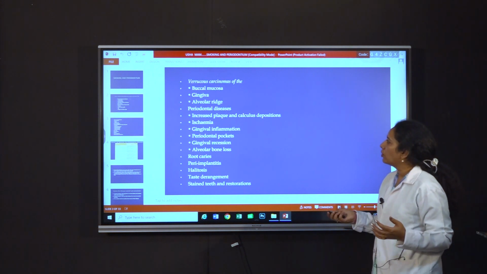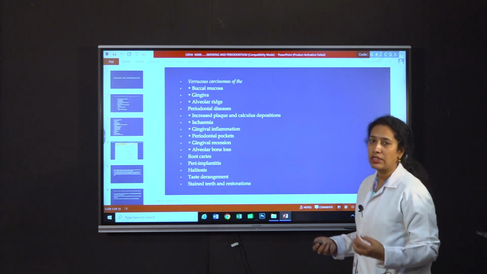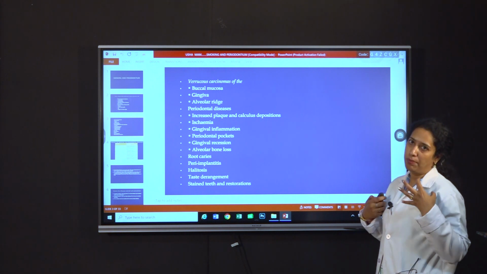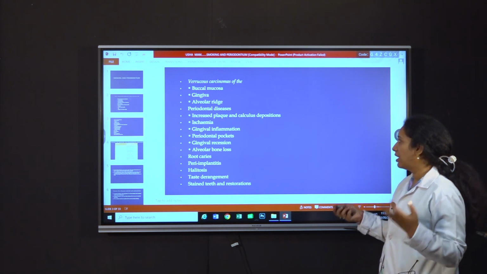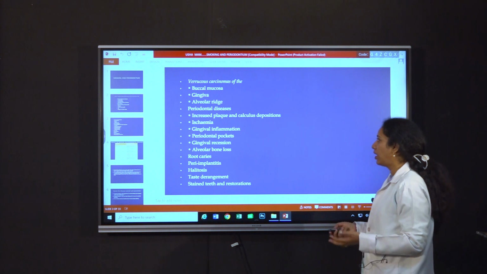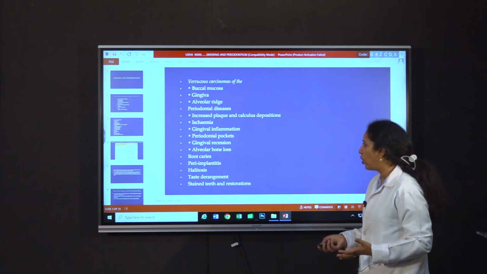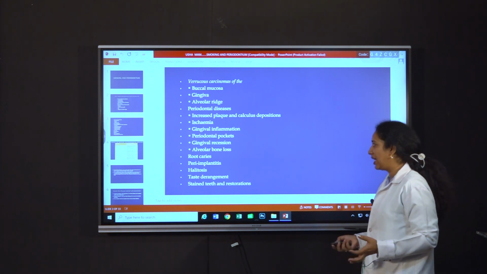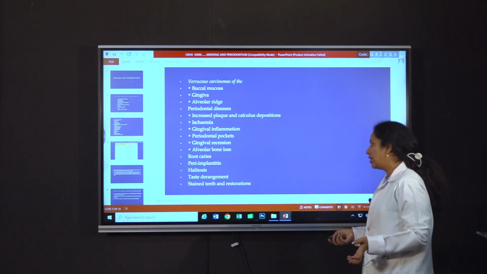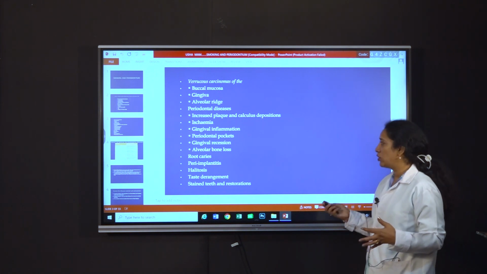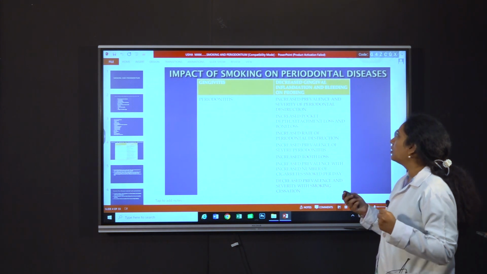Okay, so there are a lot of other periodontal conditions where smoking has a big impact. It leads to gingival inflammation, periodontal pockets, gingival recession, bone loss, periimplantitis, root caries, halitosis, taste derangement, and stained teeth, also impacting restorations.